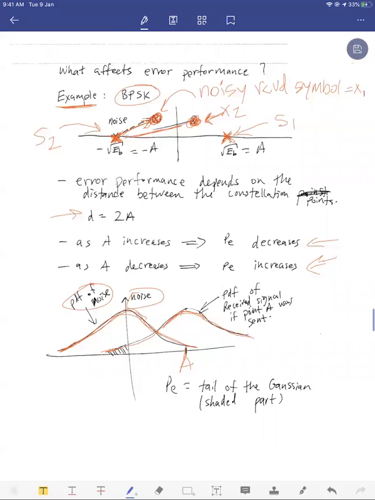It shifted because, remember, X of t is S1 of t plus noise, right? And I'm looking at the PDF of X of t. This is the received signal. So this thing has the Gaussian PDF, but it is centered at A. So the PDF of the received signal, if S1 was sent, is just given by this. Does that answer your question, Jihao?